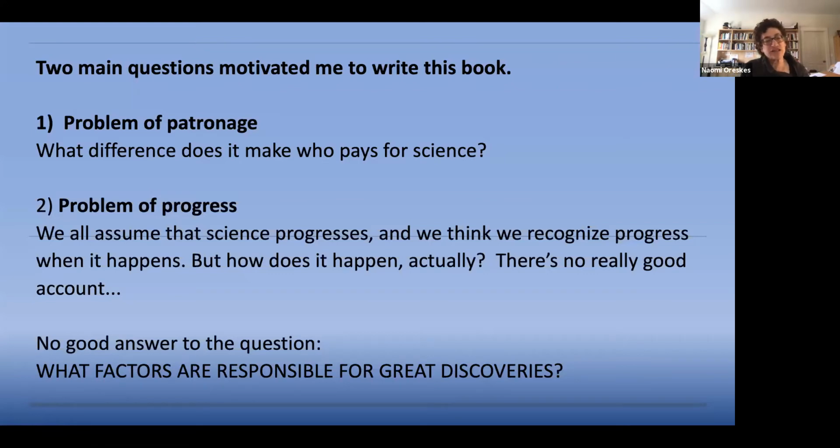And then I'm also interested in what I think is one of the central questions of science, which is the problem of progress. I say problem; most people don't think of progress as a problem, but we all assume that science progresses, and we all think we can recognize progress when we see it. But how does it happen actually? We really have very few good accounts of what the conditions or factors are that are responsible for great discoveries and advancements in science.